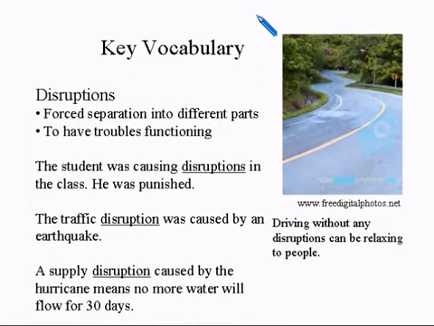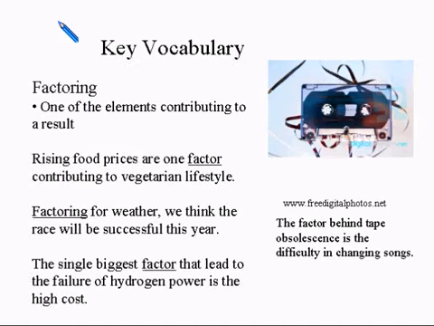Okay. Factoring. Factoring is one of the elements contributing to a result. I took that directly from the dictionary. Thank you, dictionary. Now, rising food prices are one factor contributing to a vegetarian lifestyle. So why are people vegetarian? Because of rising food prices. They cannot afford meat, so they are only eating eggs and vegetables.